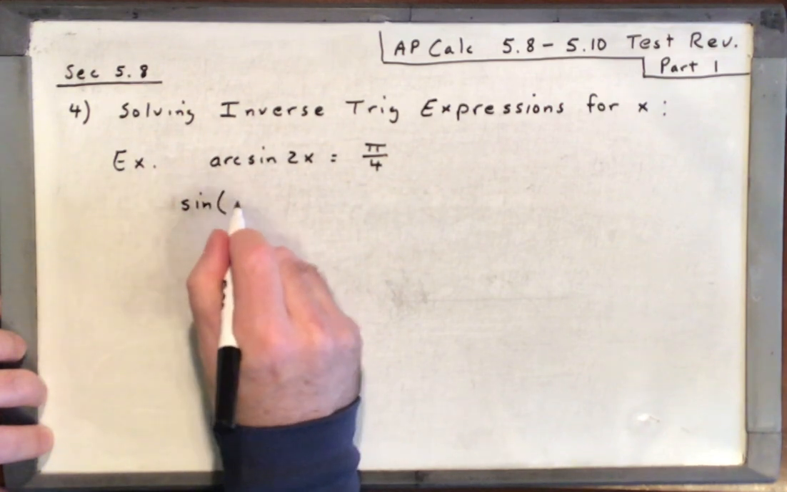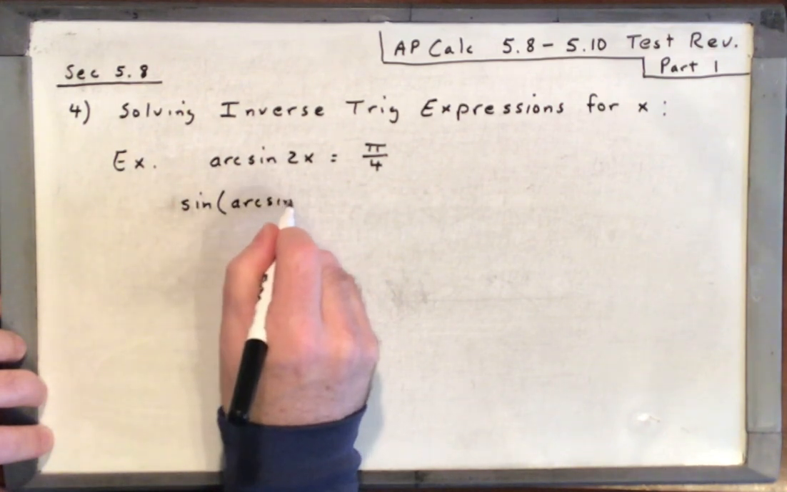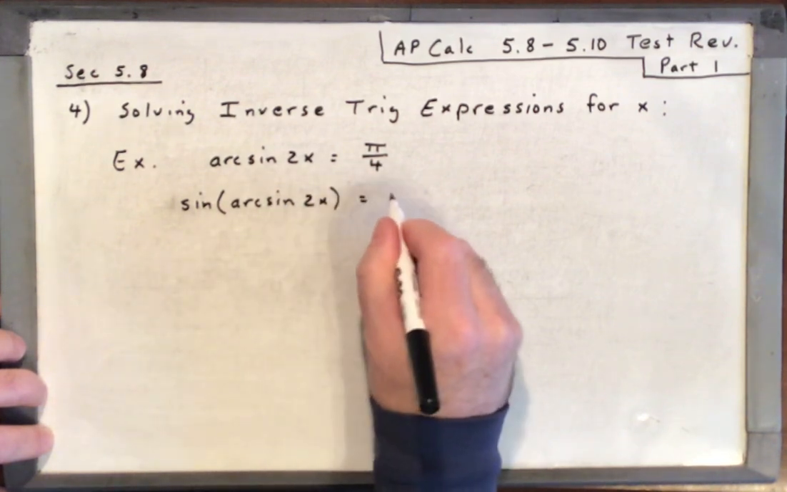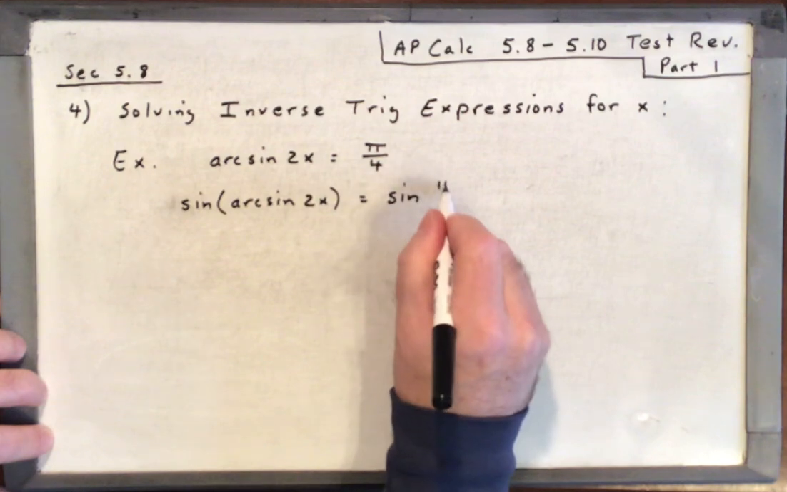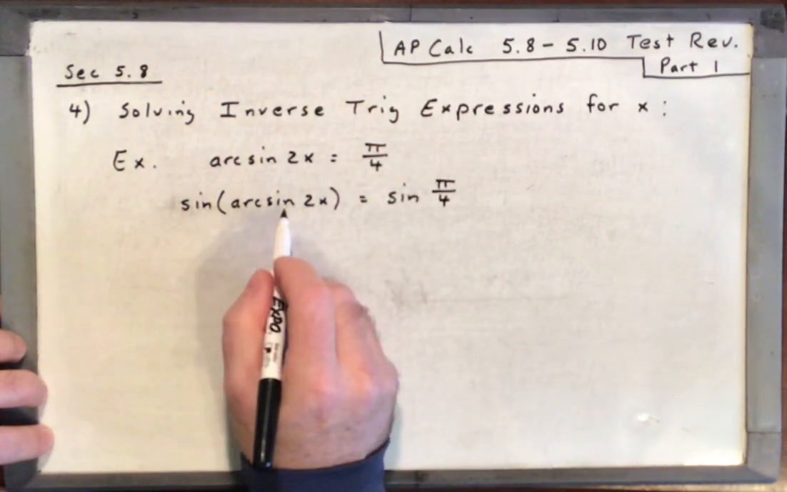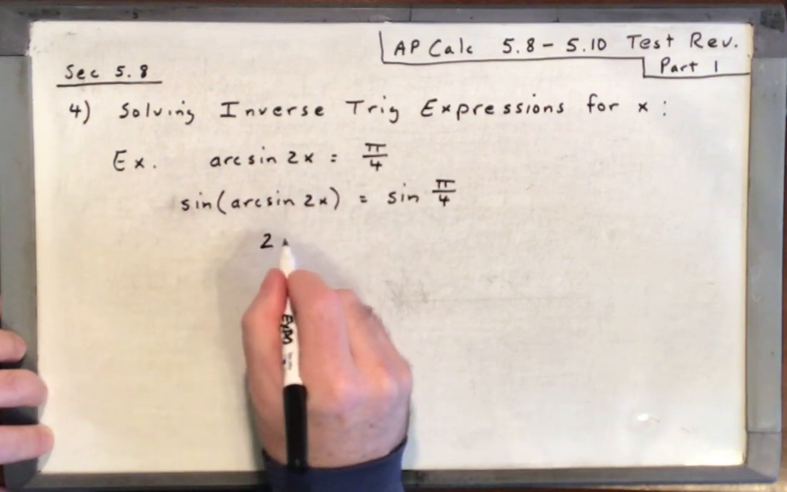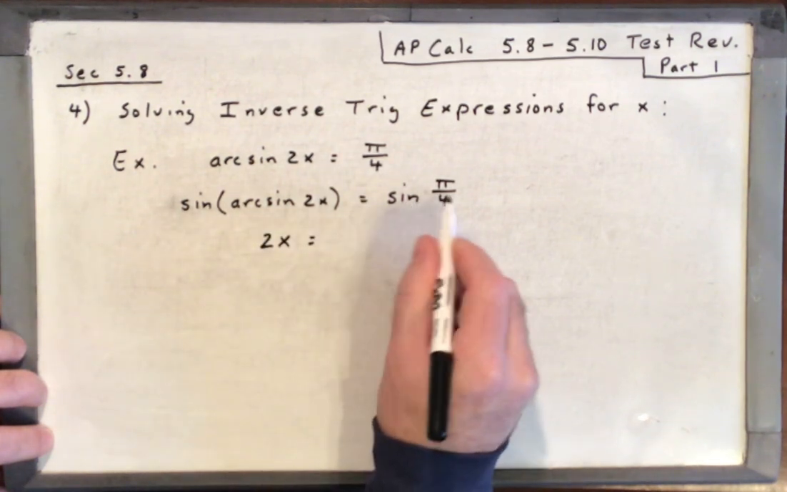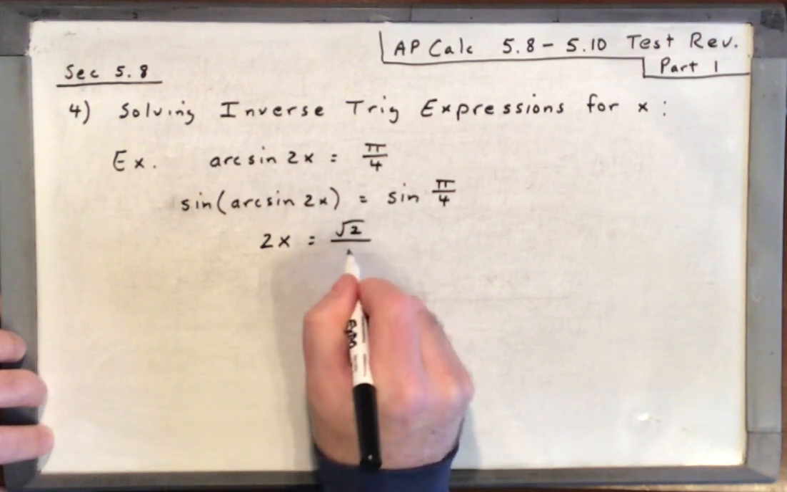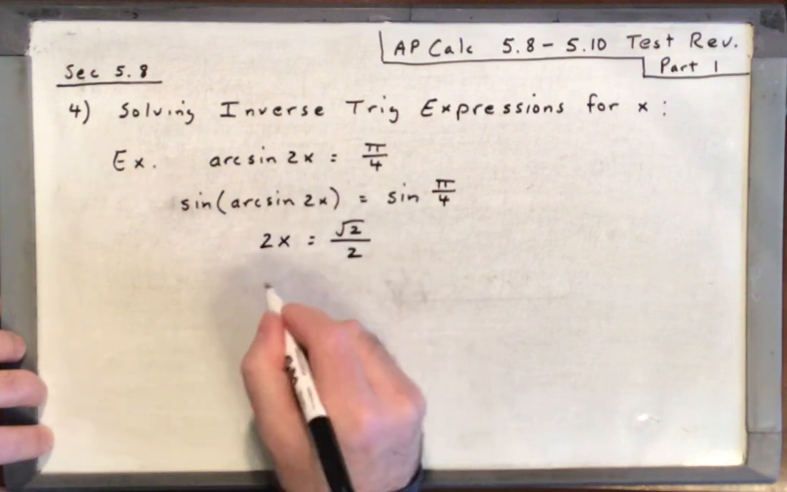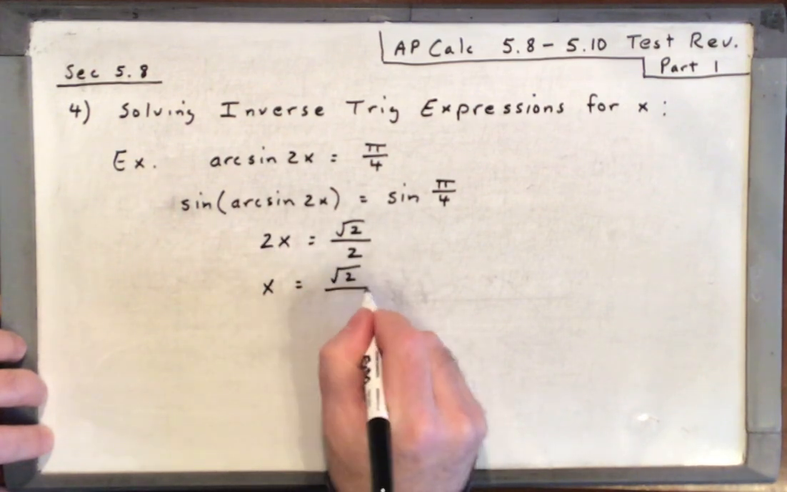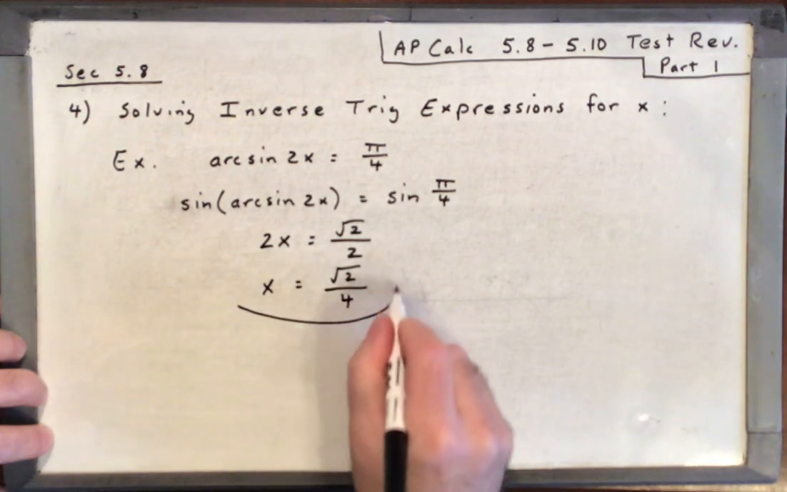So the sine of the arc sine of 2x is equal to the sine of pi over 4. Sine and arc sine obliterate each other. So you just have 2x. The sine of pi over 4, if you look at your unit circle, square root of 2 over 2. So solving for x, we divide both sides by 2. You'd have the square root of 2 over 4.